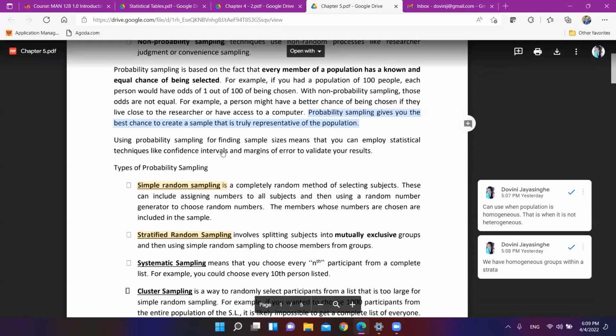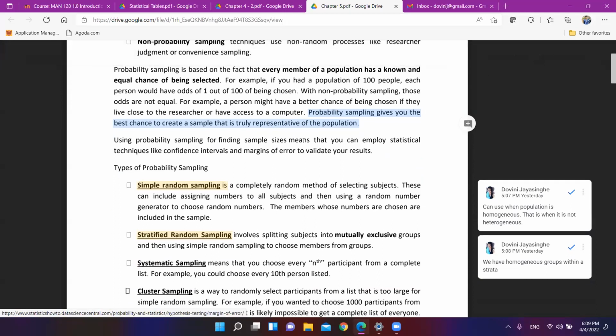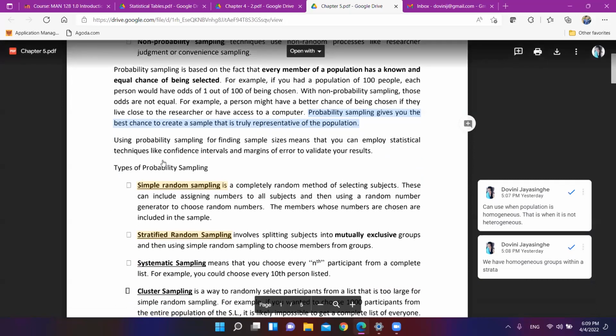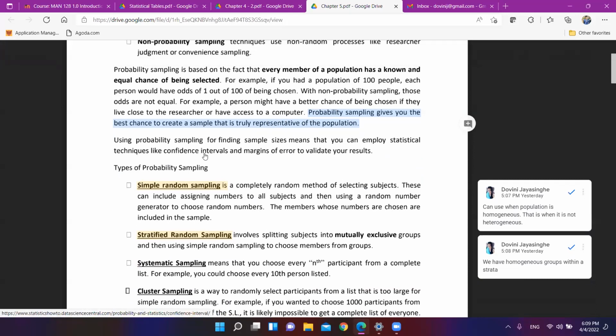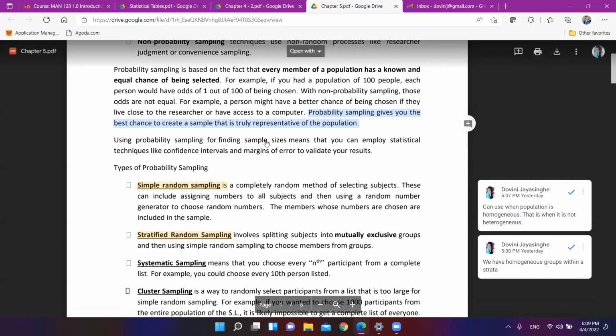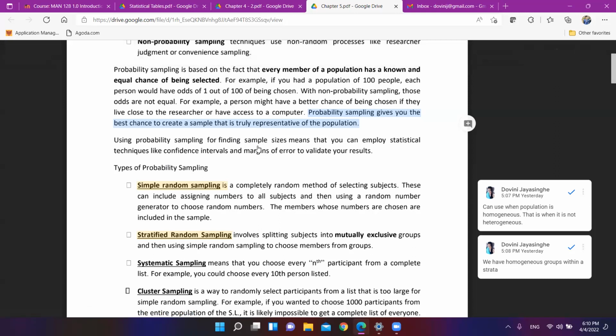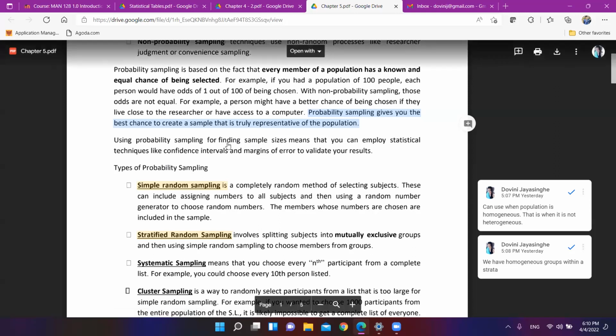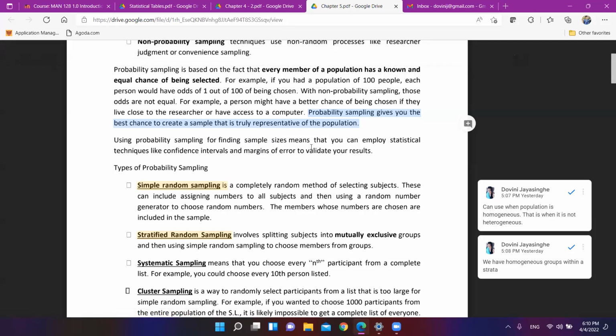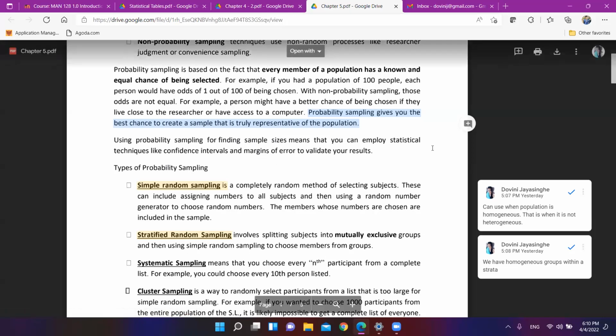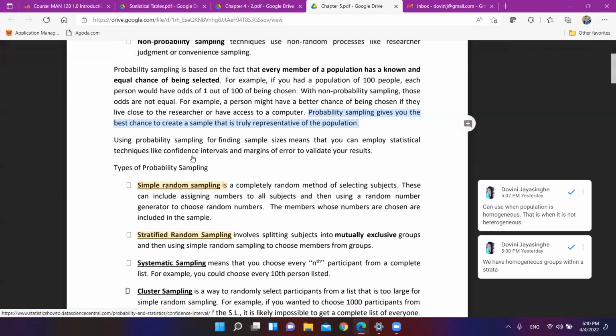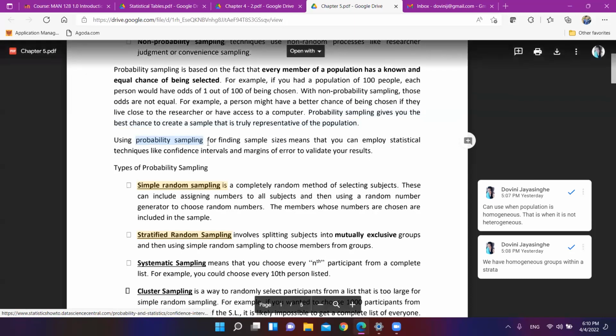Okay, using probability sampling for finding sample sizes means that you can employ statistical techniques like confidence intervals and margins of error to validate your results, right? Probability sampling use karahama, statistical techniques පාවිච්චි කරන්න පුළුවන් confidence intervals margins of error වගේ දේවල් අපේ results validate කරන්න. අපි යම්කිසි probability technique එකකට sample එක ගත්තොත් because it's fair enough, you can build up all these things.